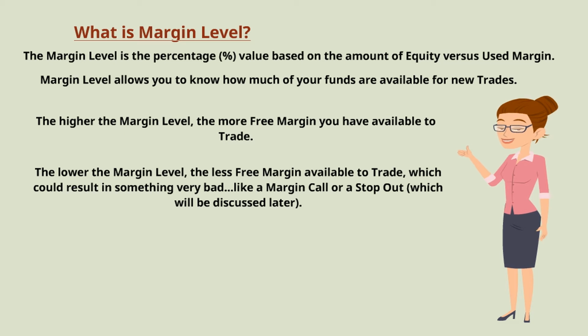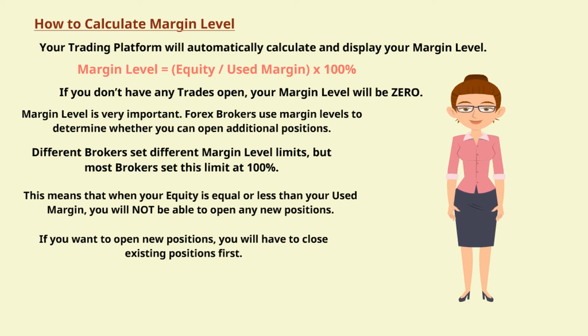How to calculate margin level. Your trading platform will automatically calculate and display your margin level. Margin level equals equity over used margin, multiplied by 100%. If you don't have any trades open, your margin level will be 0.